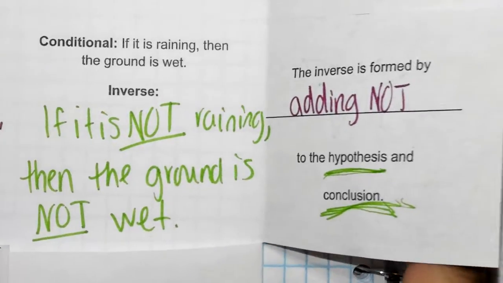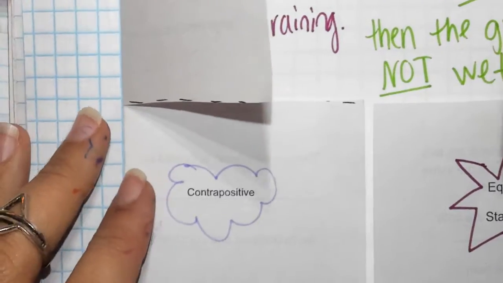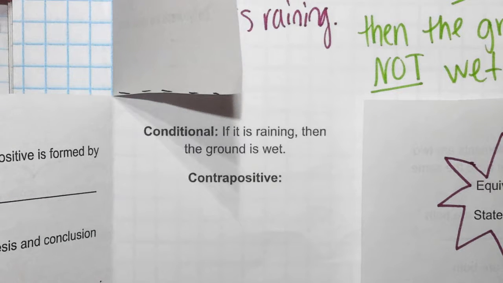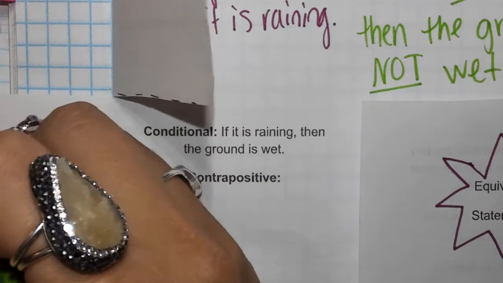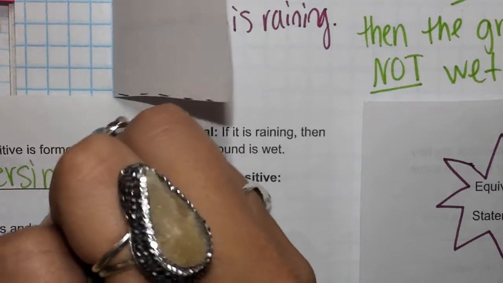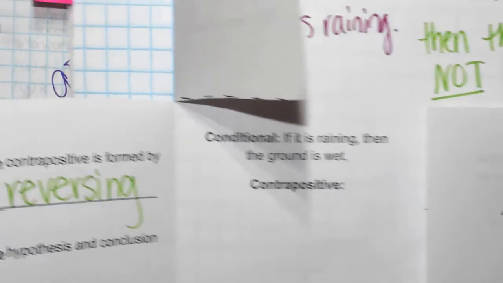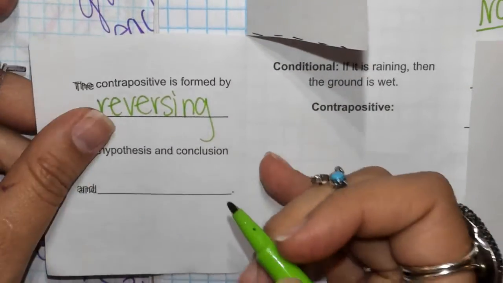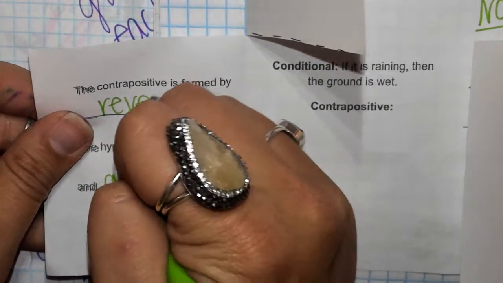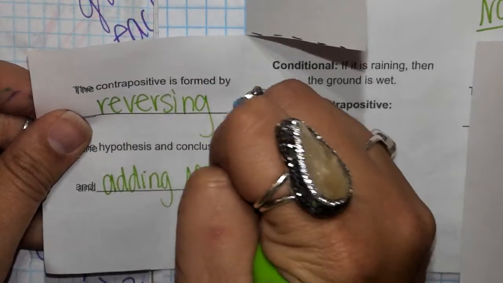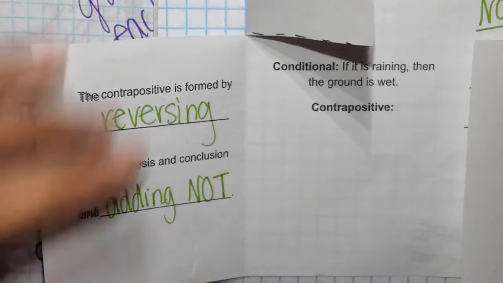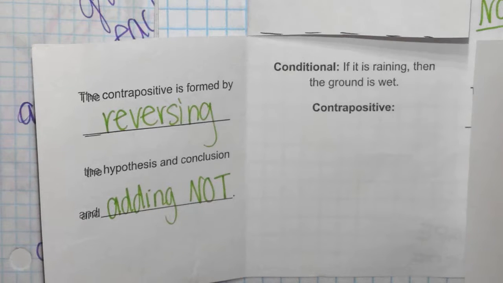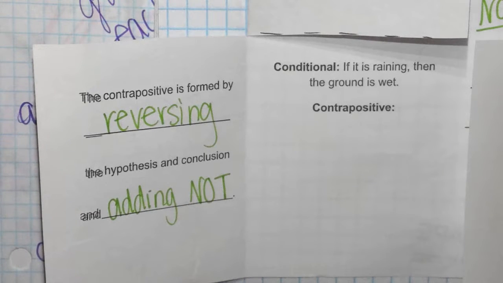Now, the contrapositive is putting it all together. So the contrapositive is formed by reversing the hypothesis and conclusion, and adding not. All right, so what would the contrapositive of our conditional be?